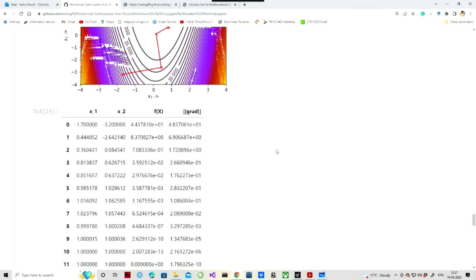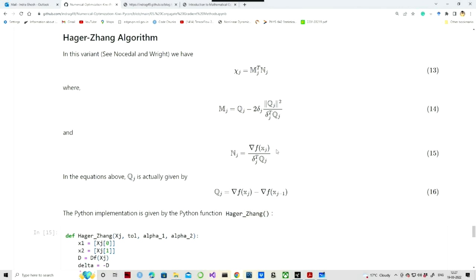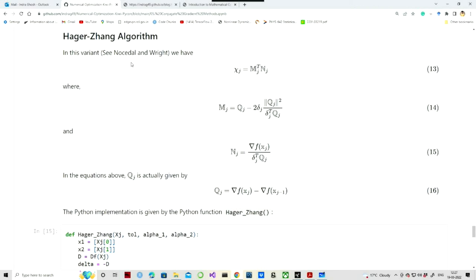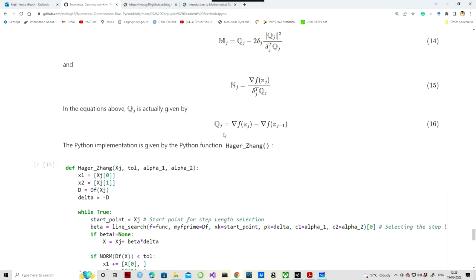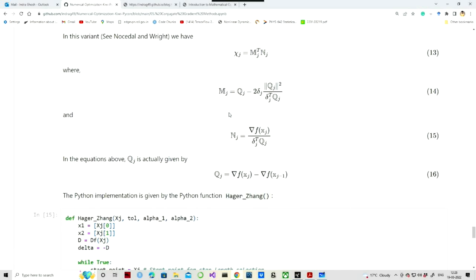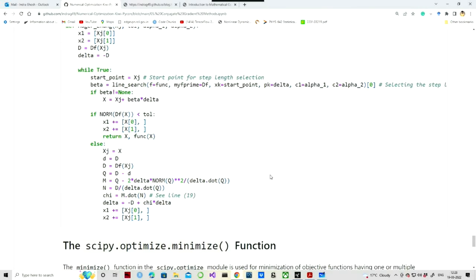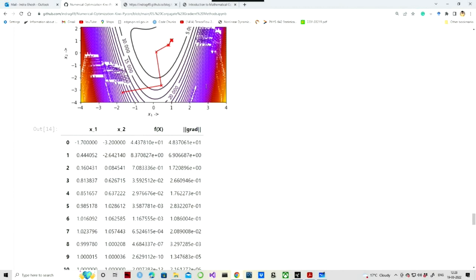There is another one, Hager-Zhang. This is also a cool algorithm. Nocedal and Wright's book has a detailed explanation, but I just put the main things. To calculate chi j, we need this matrix mj, which is a function of this direction delta, and also this matrix nj, which depends on the first order derivative of f. Then we calculate qj, which is used in mj. The important thing is this, so this is the whole formulation. Again, you can implement that in this function Hager-Zhang, and you will see that it ends up at the point 1,1.